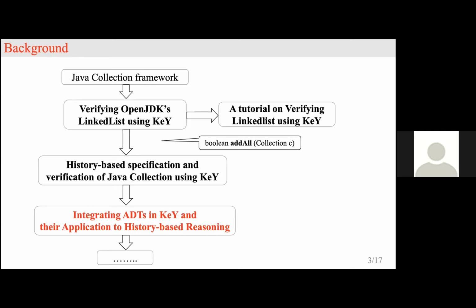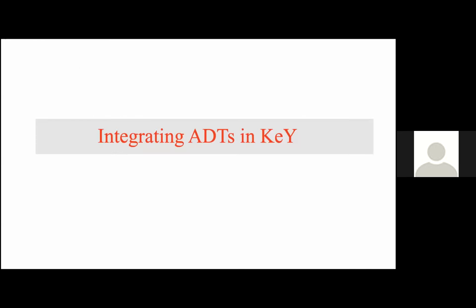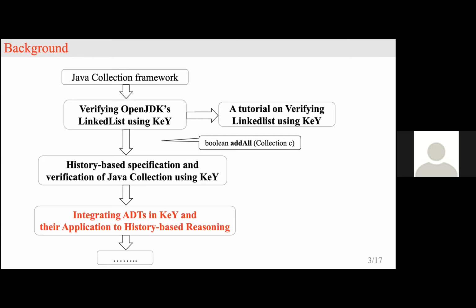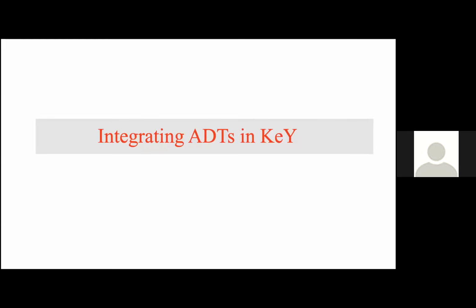We wrote a paper about history-based specification and verification of Java collections using KeY. But when we finished this paper, we found that we still cannot verify some complex client-side examples. So now we give our paper about integrating ADTs in KeY and their application to history-based reasoning. Let's begin with the first part, how to integrate ADTs in KeY.